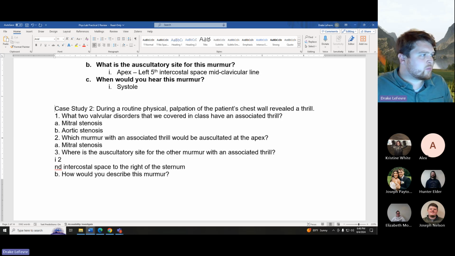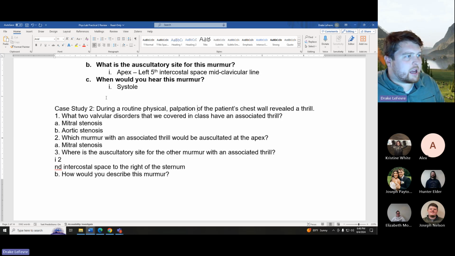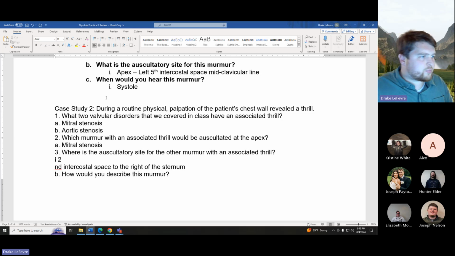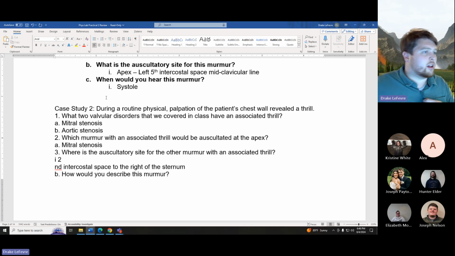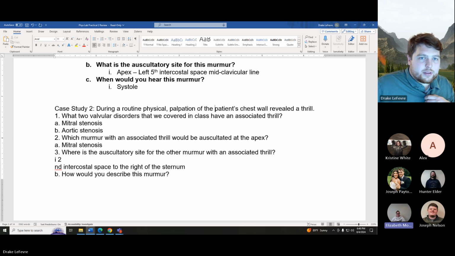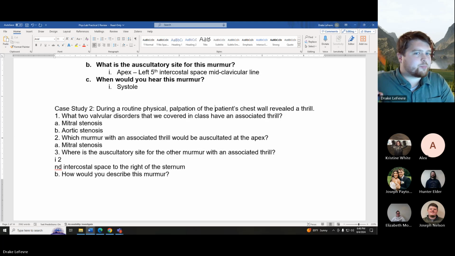Case study 2. During a routine physical palpation of the patient's chest wall revealed a thrill. Did Dr. Tate or anybody ever go over what a thrill is? No, but I was talking to one of my Try 8 friends, and she was explaining it. She basically said it just feels like a palpable vibration.